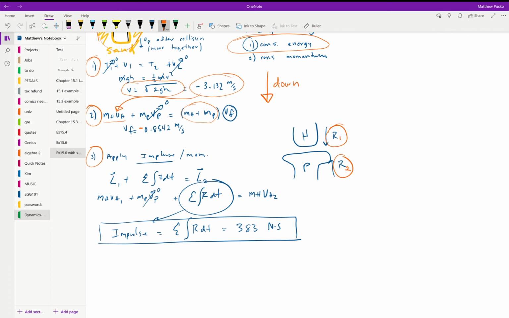So the pile is not moving initially. We have the mass of the hammer, we know its initial velocity, we know how fast the hammer is moving after the collision. Therefore, we can figure out what kind of impulse had to take place, because if you remember, an impulse, when we derived it, was equal to a change in momentum. So if we know the momentum before and we know the momentum after, we can find out what that impulse is, giving us 383 Newton seconds.